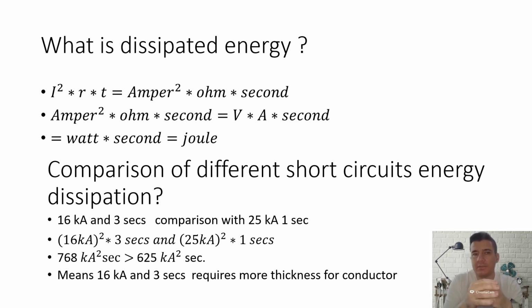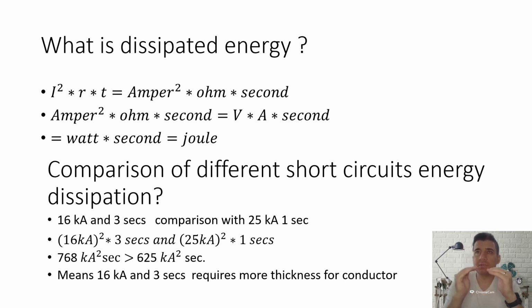I squared multiplied by R and multiplied by T. So it will give us volt ampere and second. Volt ampere is watt. If we multiply watt with second, we will find joule. Simply, if you give energy to any metal, it will increase its heat. This is the main principle, I mean.